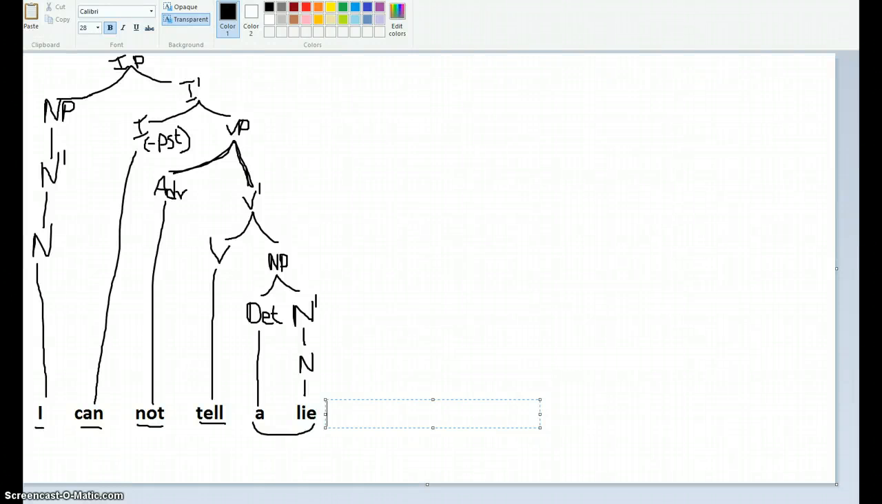Hi guys, in part one we did a full parse tree of "I cannot tell a lie." A couple of notes that I didn't really go over in the first part of the video.